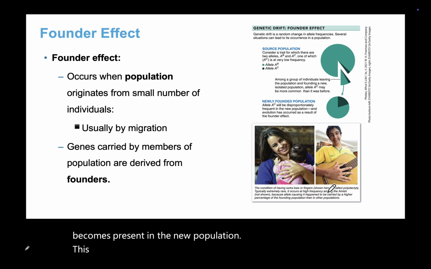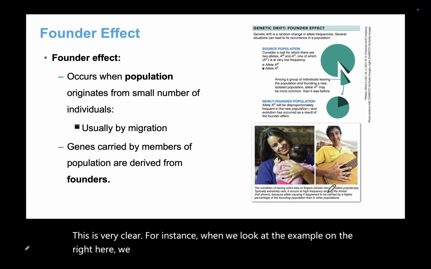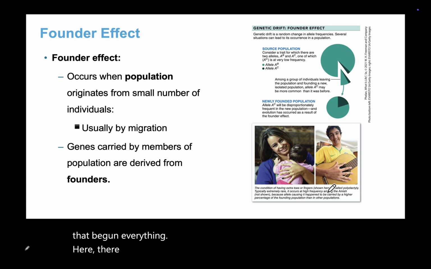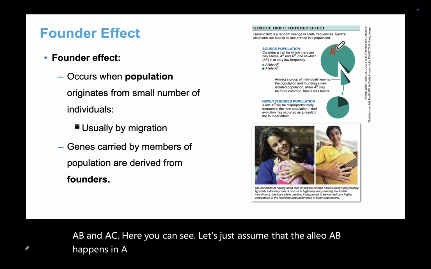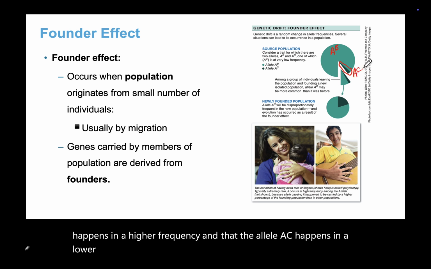This is very clear, for instance, when we look at the example on the right. Here we are analyzing our source population, the population that began everything. There are two alleles in that population, AB and AC. Let's just assume that the allele AB occurs at a higher frequency and the allele AC occurs at a lower frequency in that population.